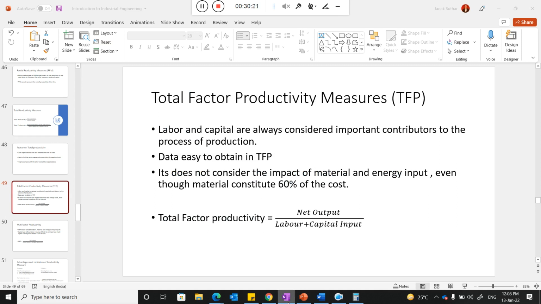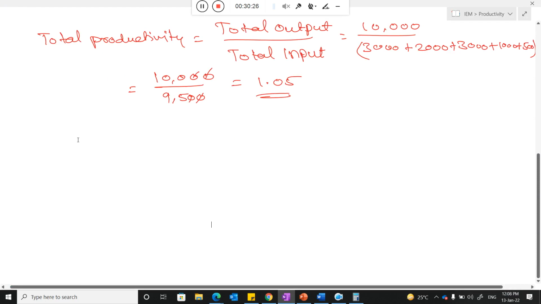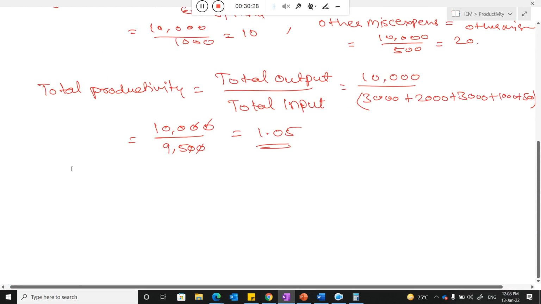Just wait. We just calculated the total productivity. Now I will try to calculate the total factor productivity.